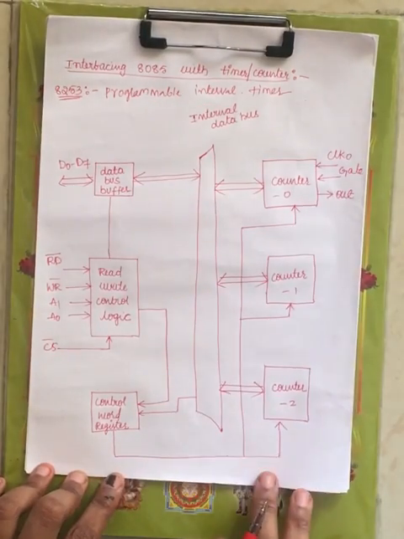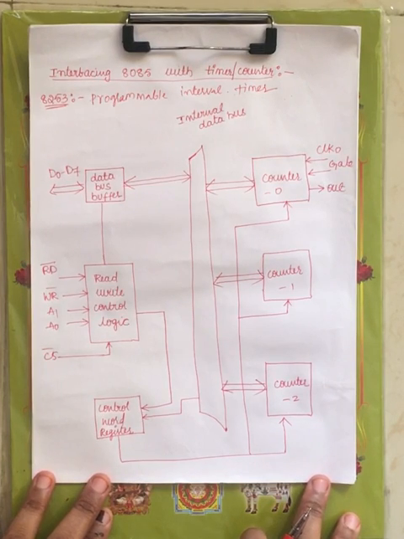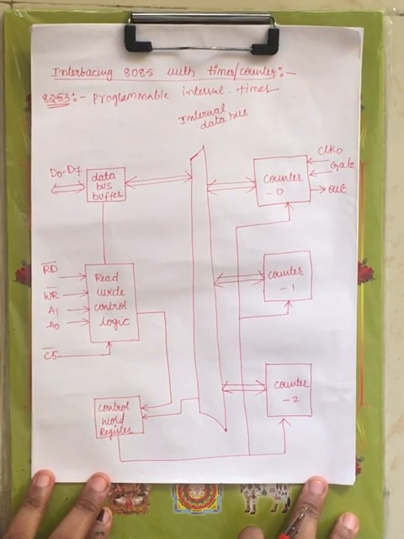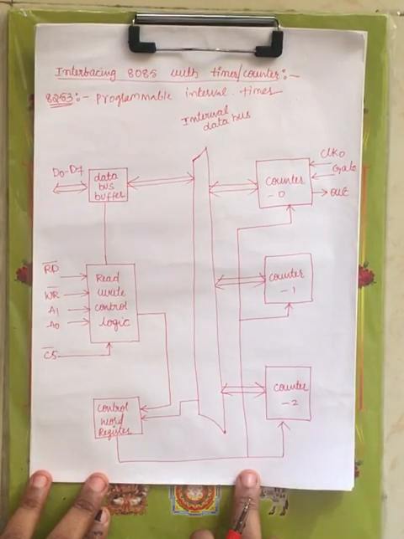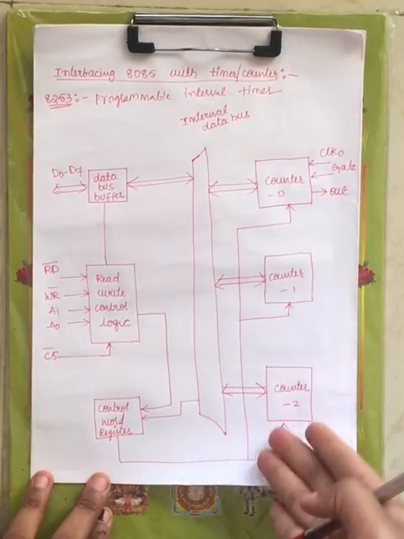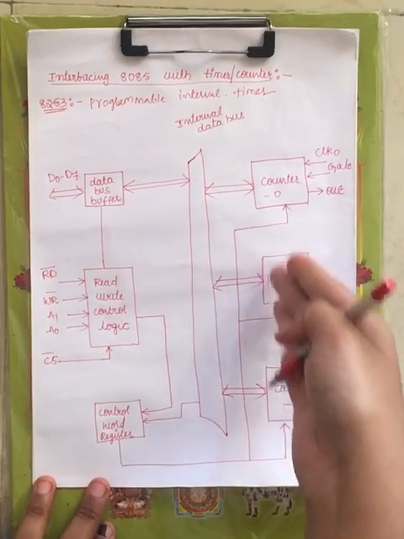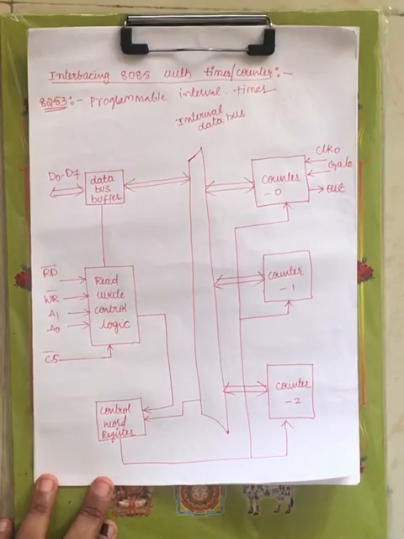Now this is the architecture of 8253. This is similar to 8255. What is 8255? A general purpose IO device. The difference is that under 8255 you have IO ports, but here you have counters or timers, which are used to count the external events or to produce a delay by counting.